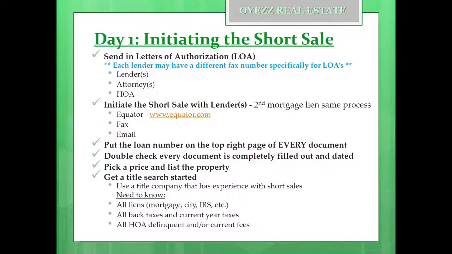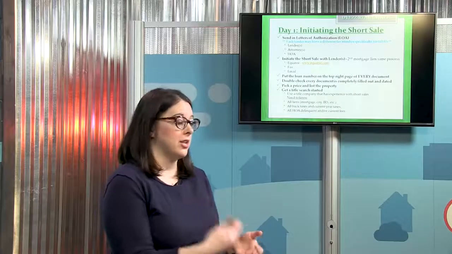And then the second most important thing that you're going to do on day one when you're initiating the short sale is get your title started. You want to reach out to a title company that you trust and somebody that's done short sales before, a title company that is familiar with this process, and you're going to ask them to start your title search because you're going to have to know all the liens, all the encumbrances, all the back taxes, any HOA dues. This is when you find out if there's any liens that you did not know about.